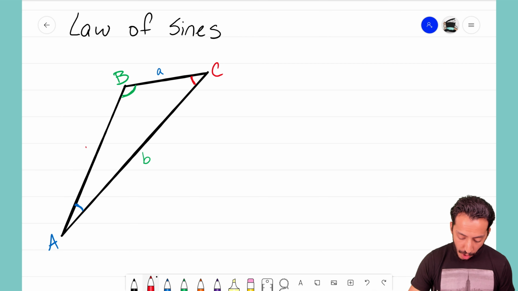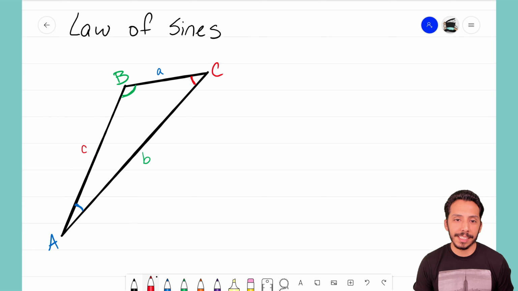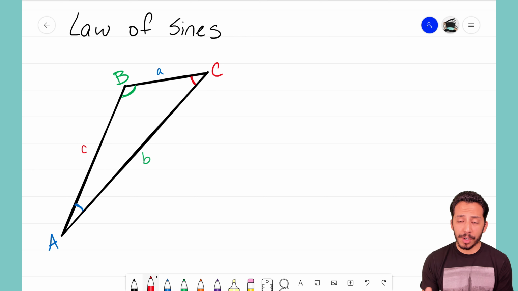Across from it, I'm going to call this side a lowercase c. So I just wanted to make that point to you. You might have picked up on it on your own. You might not have. It just depends on what your teacher tells you.